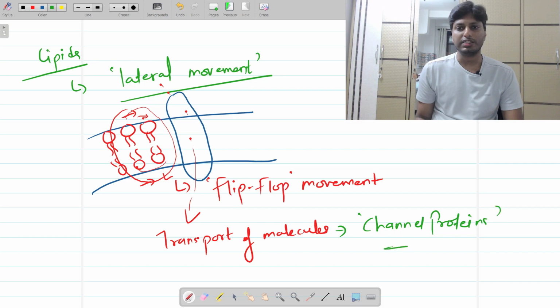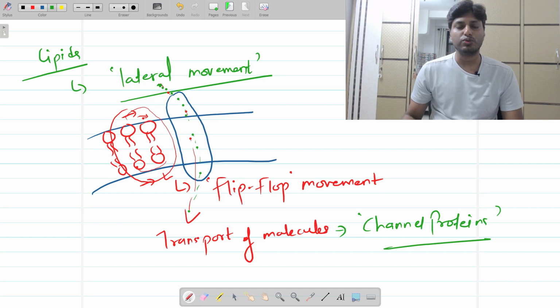So why are they called channel proteins? Because they are acting as channels. What do we understand by the word channel? Channel means gates. So these are acting like gates. From here the molecules are going to enter through the protein and go inside.